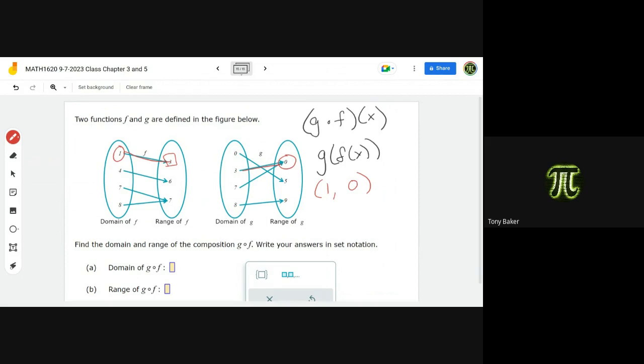So now let's do the next one. So if we do 4, 4 goes to 6. Is there a 6 in G? No. So 4 doesn't work.